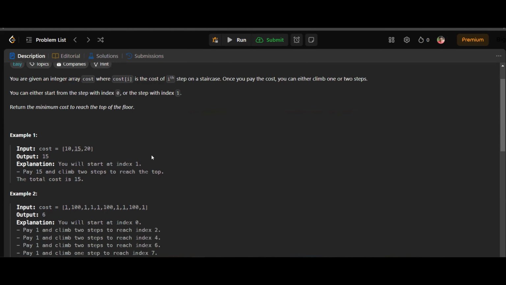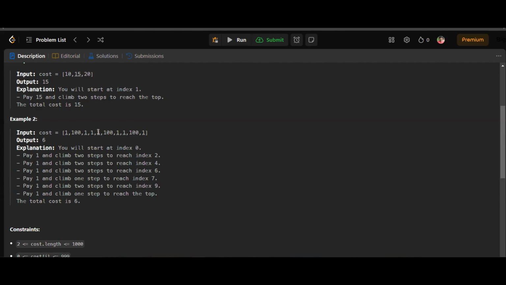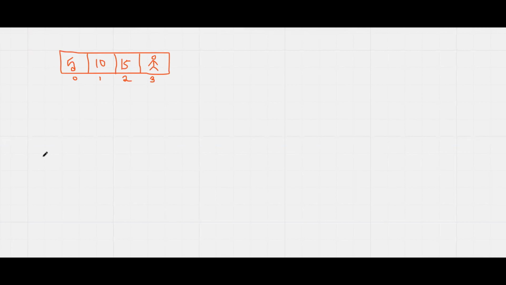There are some examples given, but I want to explain the solution and the thought process by using one of my custom examples, and let's see what we can do. In this example, we are given three values in a vector, which are 5, 10, and 15, and we have to reach the last position, which is position 3. We can start jumping from either position 0 or position 1. And in each step, we can jump one step or two steps after paying the cost.